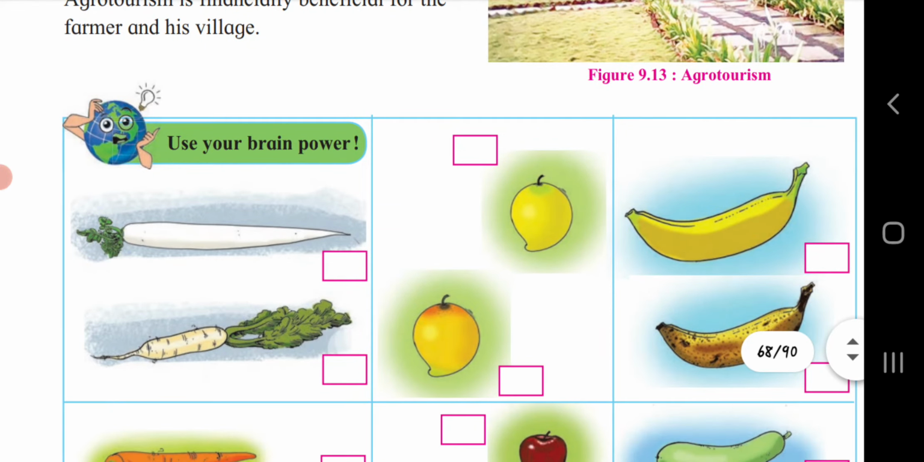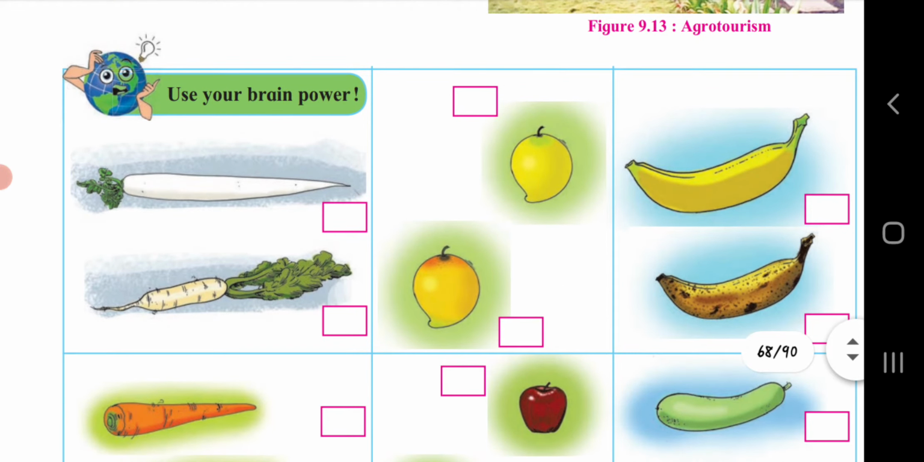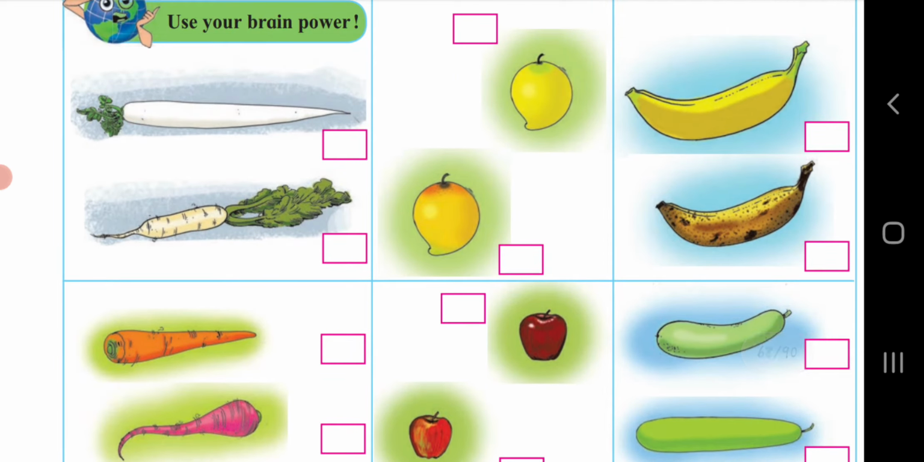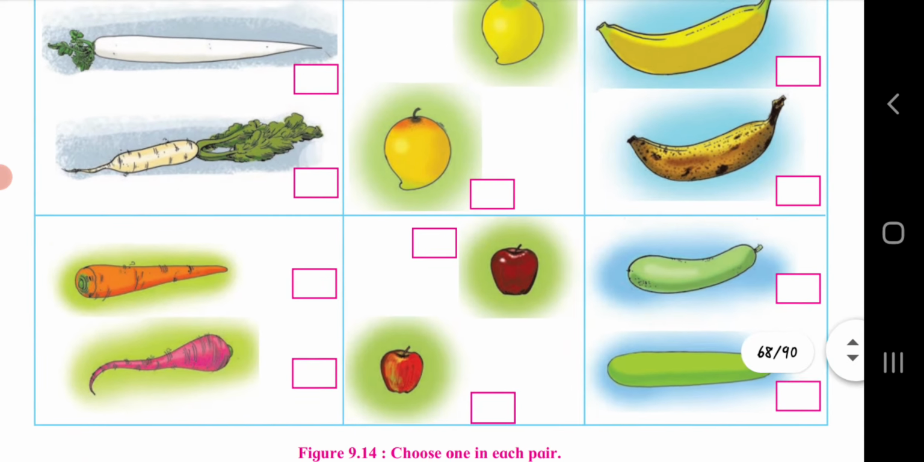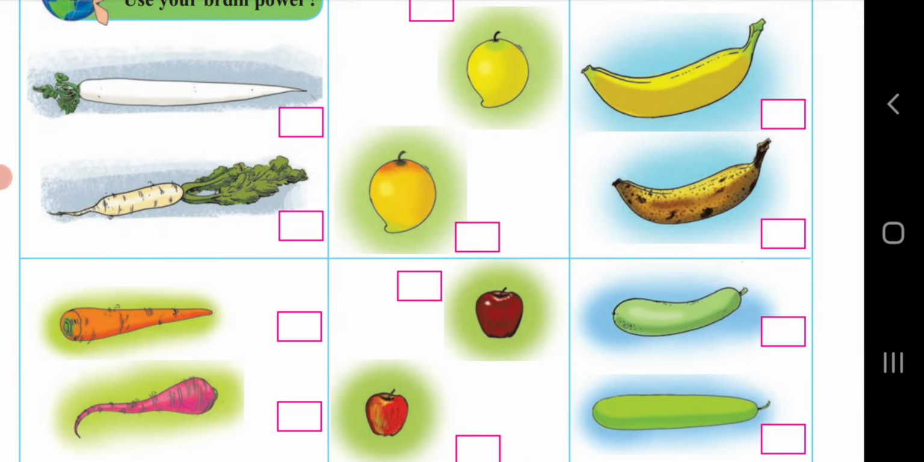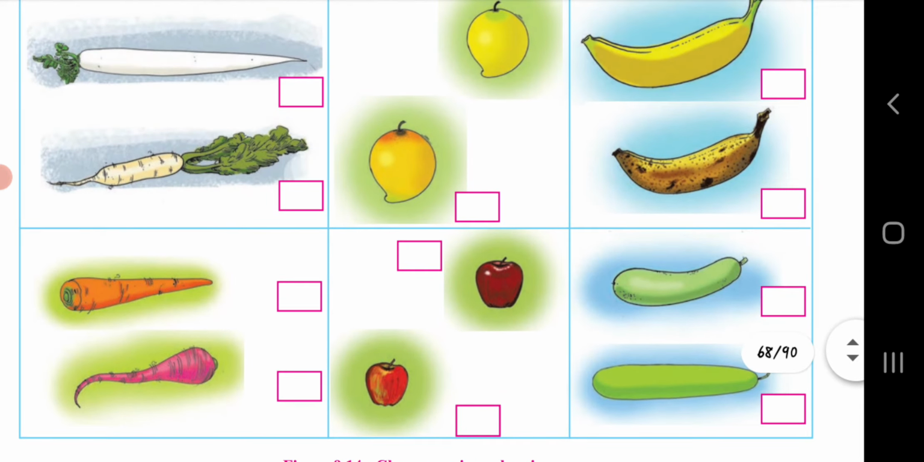Use your brain power. Choose one in each pair. So which one is good and which one is bad? That one you have to find out. The things which look good are hybrid, and the things which look normal or dull are natural. But we choose what looks attractive.